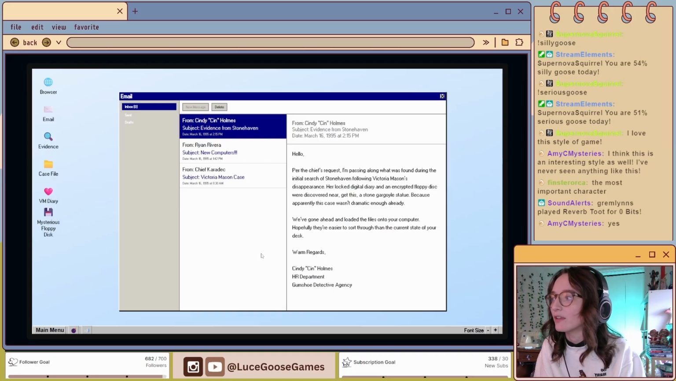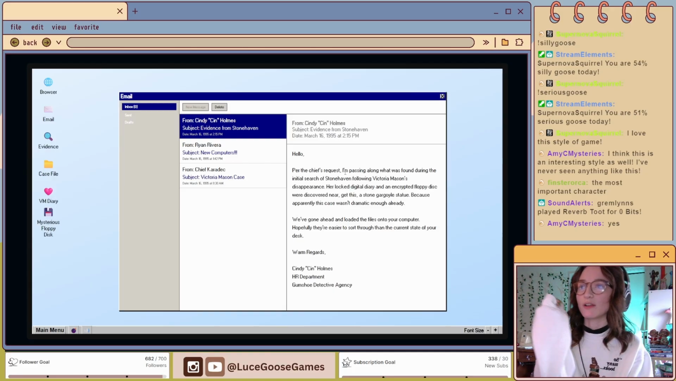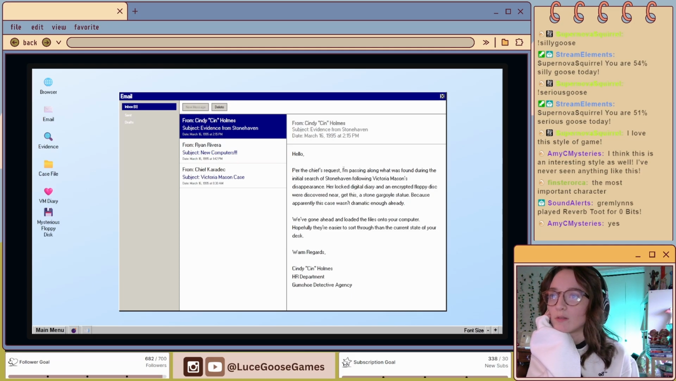Evidence from Stonehaven. Per the chief's request, I'm passing along what was found during the initial search, blah, blah, blah, her locked digital diary, and an encrypted floppy disk. Discovered near a gargoyle statue. Okay.